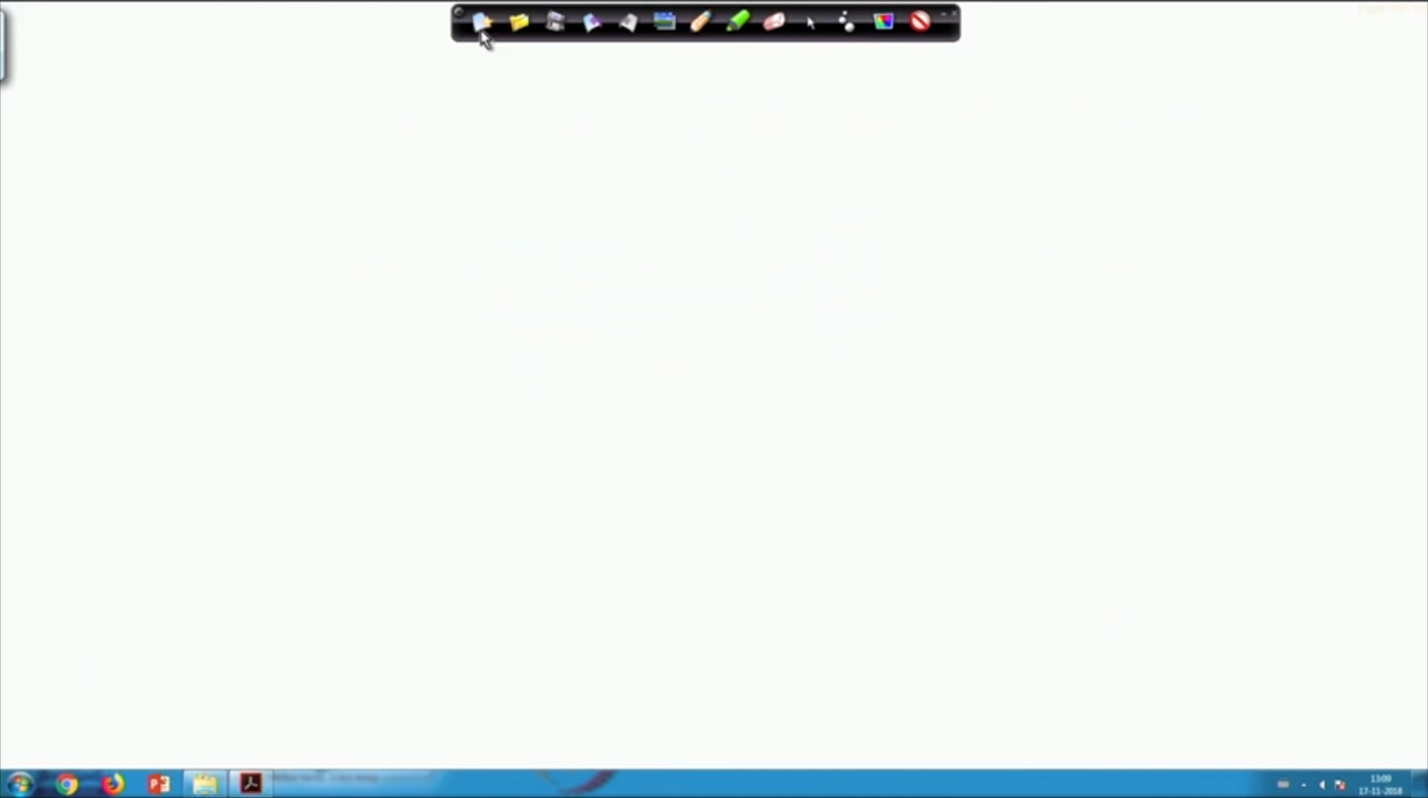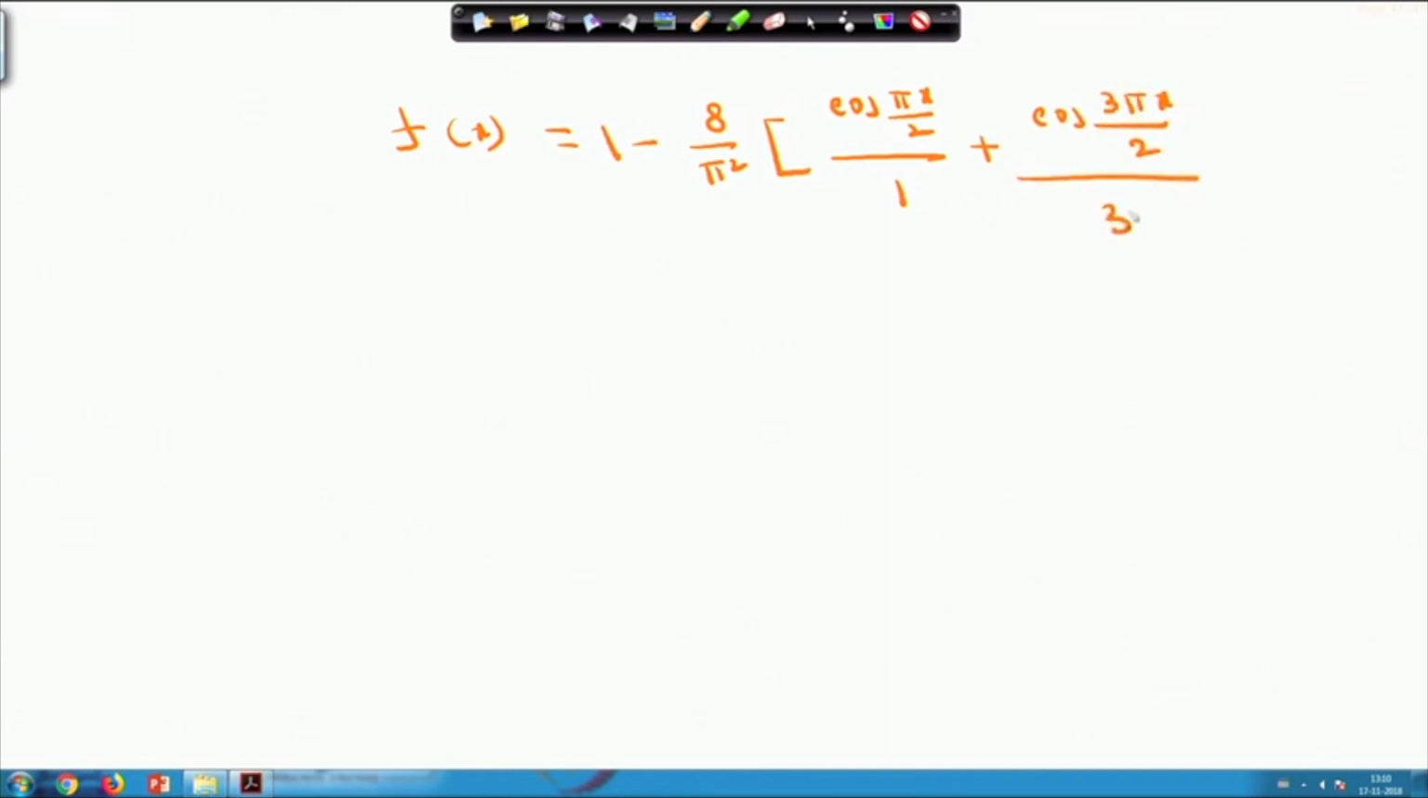So, now I can write the cosine Fourier series of f(x) in the interval 0 to 2 as 1 - (8/pi^2) [cos(pi x/2)/1 + cos(3 pi x/2)/3^2 + ...], and it will go on like this. So, we are writing f(x) equals this as a series.